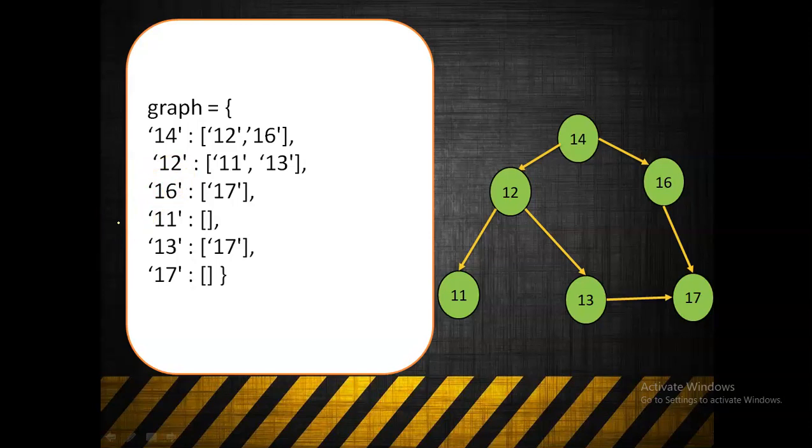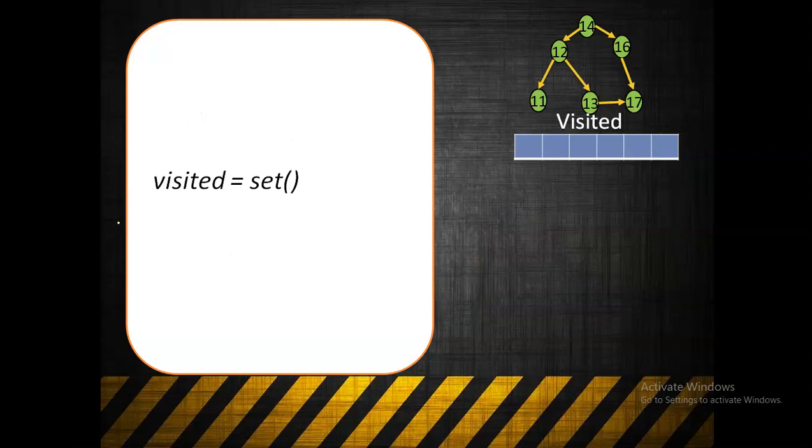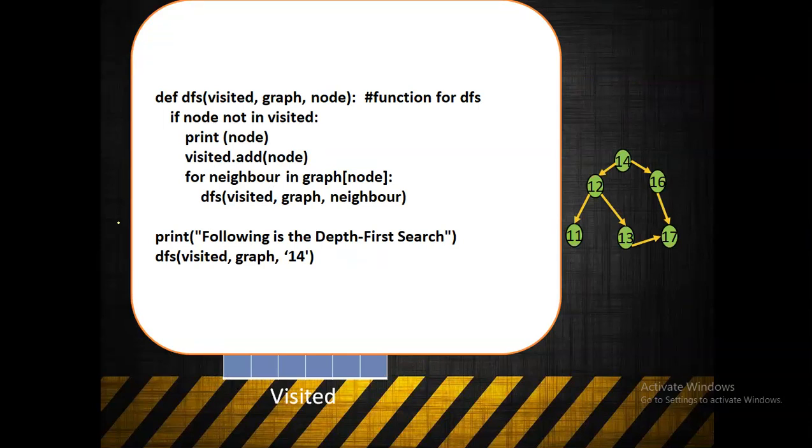11 is a child; there are no other children available. 13 is a child which has child 17. 17 won't have any child. So this way a graph is implemented in Python. Now, initially the visited array is empty. The visited set is empty.